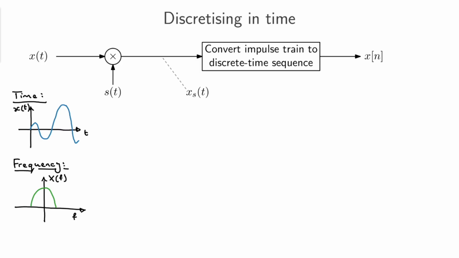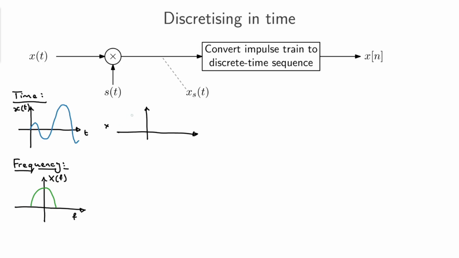So the mathematical model, and I think you've seen it before, is that we think of this process as a multiplication with an impulse train. We take the signal, and in the time domain we multiply it with an impulse train. And the impulse train will have little impulses every T seconds.